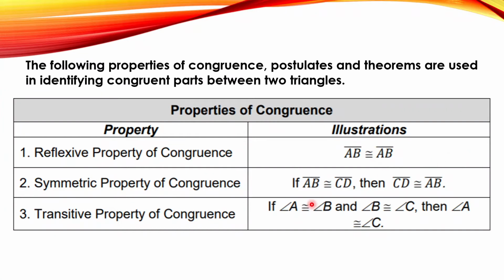For number 2, the symmetric property of congruence: if side AB is congruent to side CD, then CD is congruent to side AB. For number 3, the transitive property of congruence: if angle A is congruent to angle B, and angle B is congruent to angle C, then angle A is congruent to angle C. If you remember, we already discussed some of these properties in our previous video.